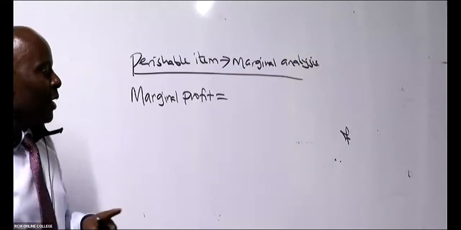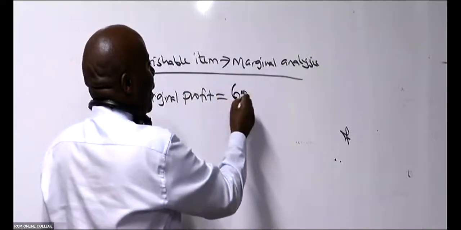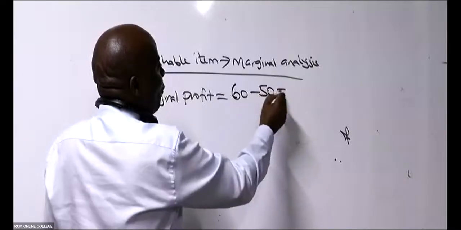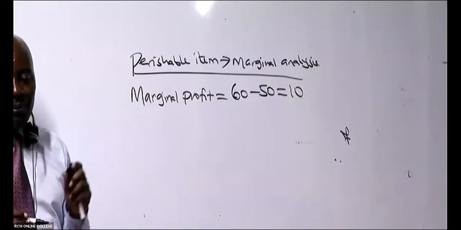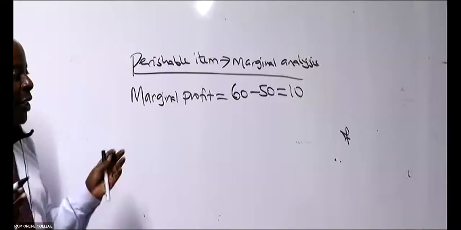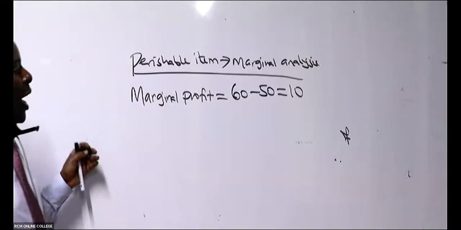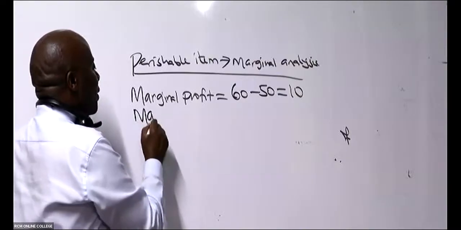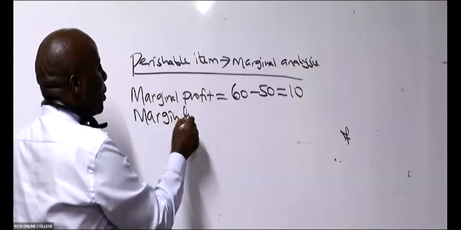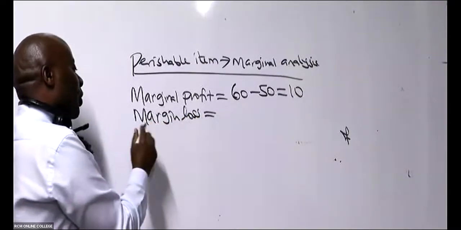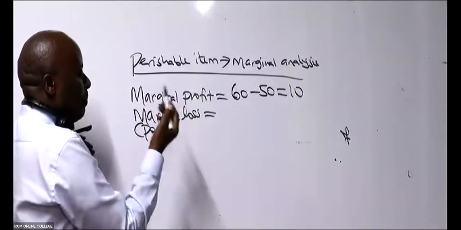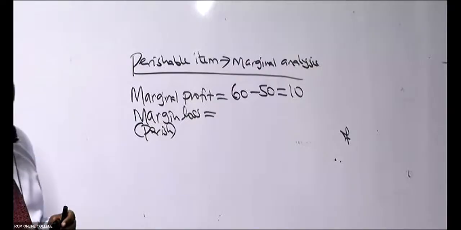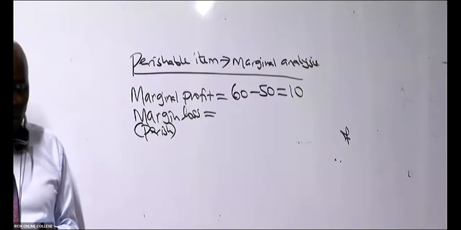Remember, the normal selling price will be 60 minus the buying price of 50, which will end up giving me how much? 10 bob. That is marginal profit, profit per unit. How about marginal loss? Marginal loss means that he has been able to perish with them. Is there somebody who can give me the figure of marginal loss?